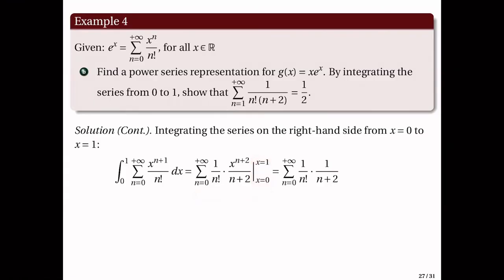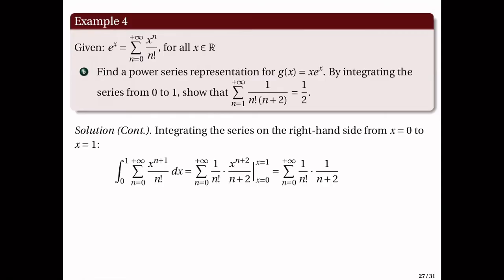So when x is 1, we have this resulting series. When x is 0, this becomes 0. Okay? So this is just equal to the summation from n equals 0 to positive infinity of 1 over n factorial times 1 over n plus 2. So now, balik tayo sa ating problem.